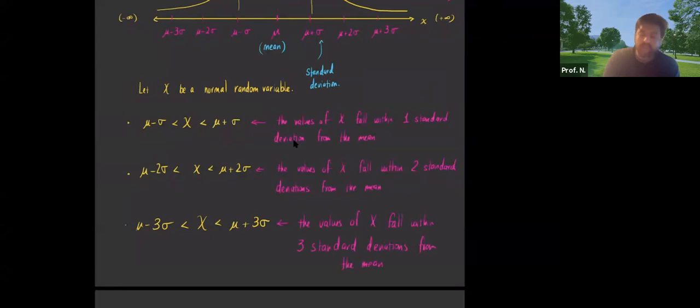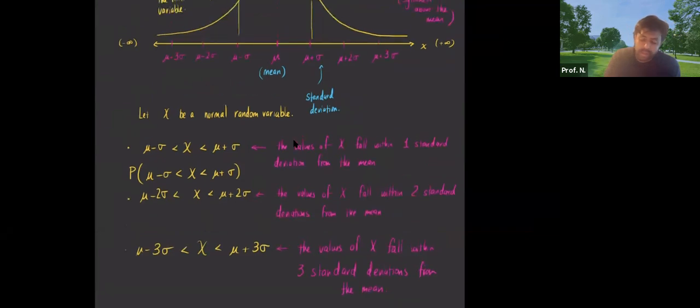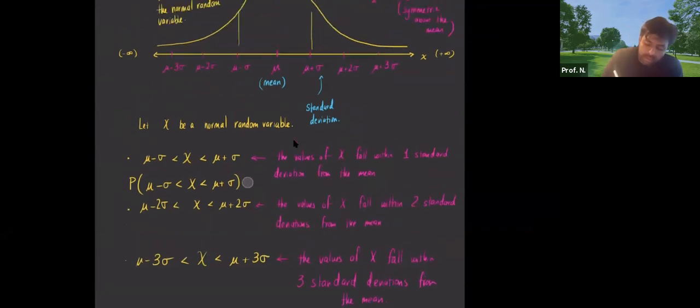Now there's what's called the 68, 95, 99.7 rule. What does that rule indicate? It indicates that the probability that the values of the random variable fall within 1 standard deviation of the mean is approximately 0.68. Percentage-wise, 0.68 is 68%.